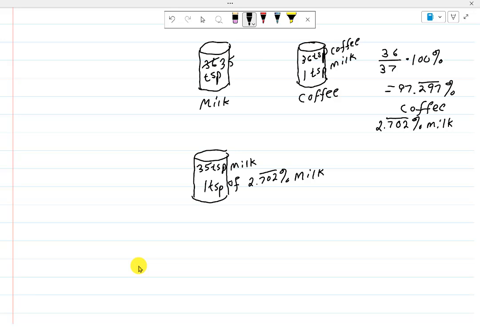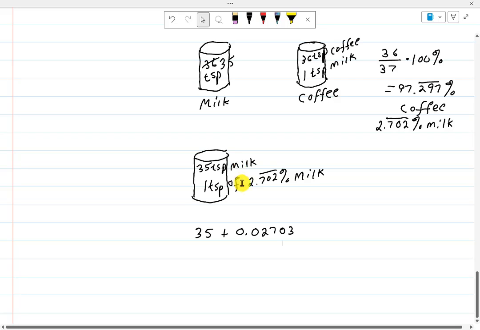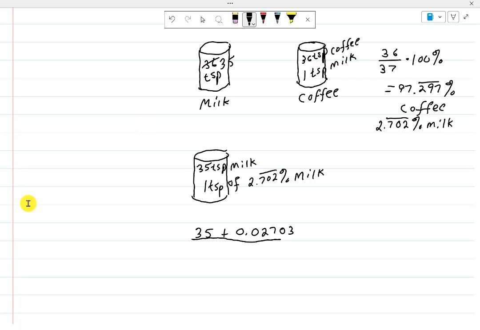Well, what do we have all together here? We have 36 teaspoons of milk plus 0.0270, I'll round it to this, 3 teaspoons of milk. That's because of the concentration. I'm reading it right from here. This is 0.02702. I've just rounded it off there. Now, there are still 36 teaspoons in the whole thing.